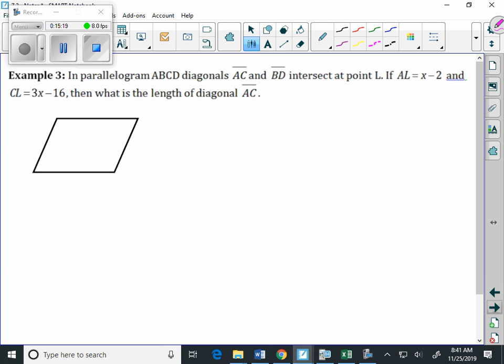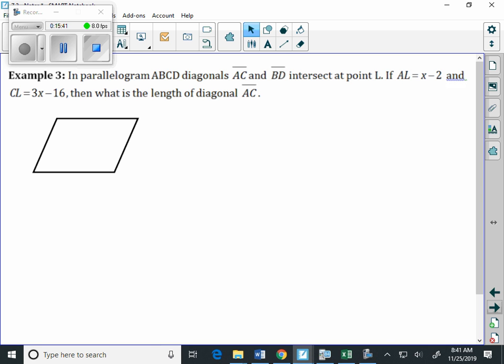Flipping our paper over, getting a little bit more into the algebra now. It says in parallelogram ABCD, diagonals AC and BD intersect at point L. If AL is x minus 2 and CL is 3x minus 16, then what is the length of diagonal AC?